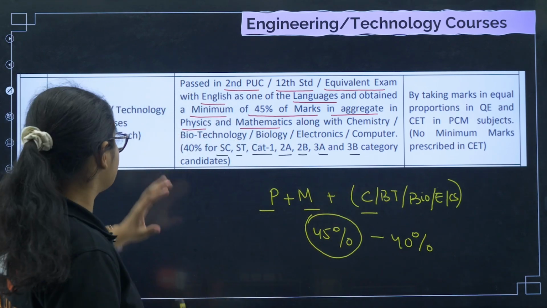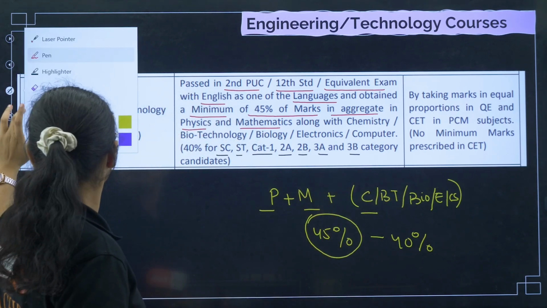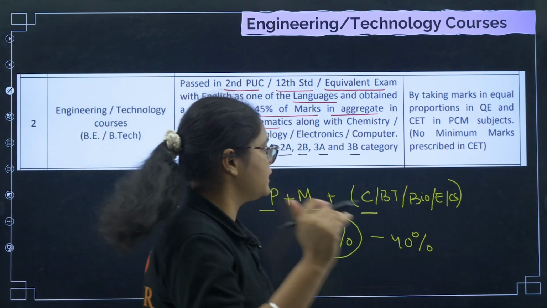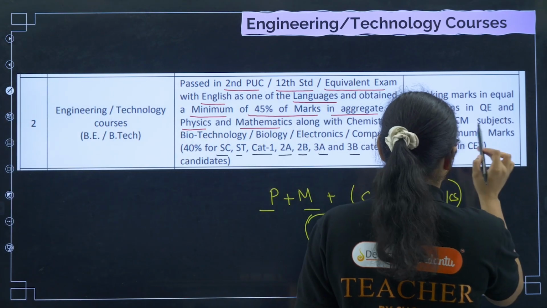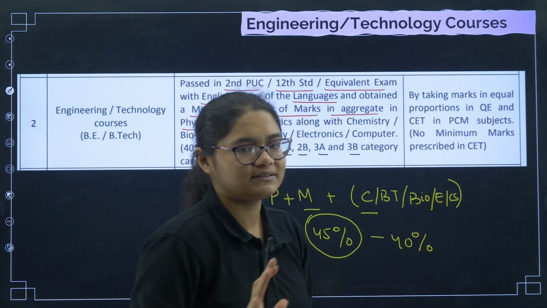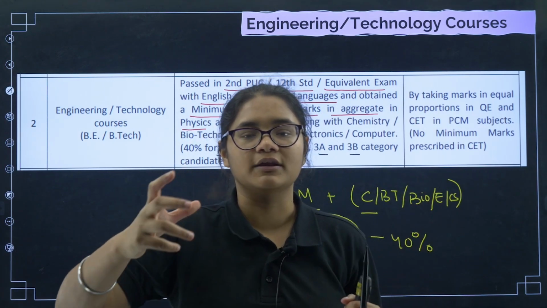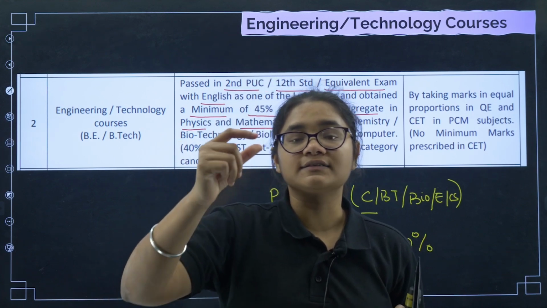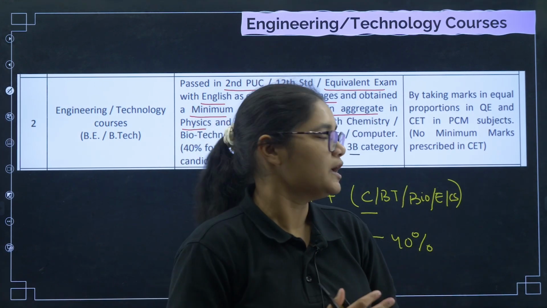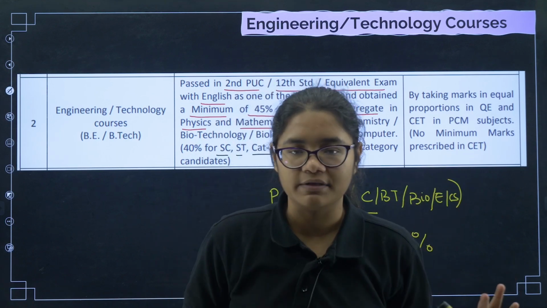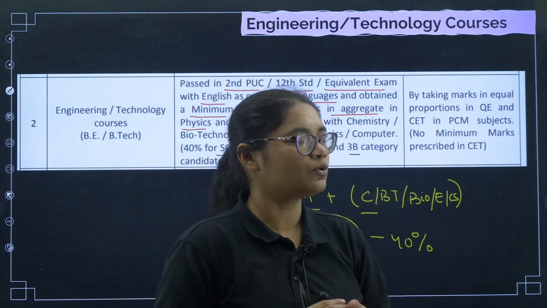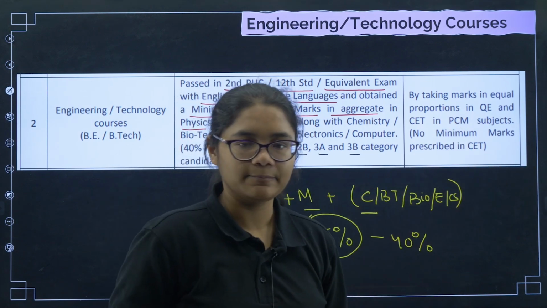Clear? Now for engineering courses, in the KCET examination we have four subjects, PCMB, but for engineering you have to take the exam for PCM, and there is no minimum marks prescribed in CET. So there is nothing like you have to qualify that exam by getting a certain amount of marks. It is not like if you get some minimum marks, then only you qualify CET. Whatever marks you get, based on that you will get the rank. So there is no qualification in CET. Clear?